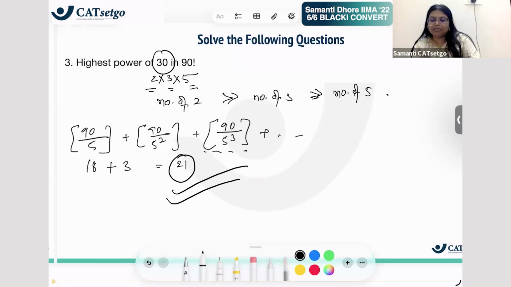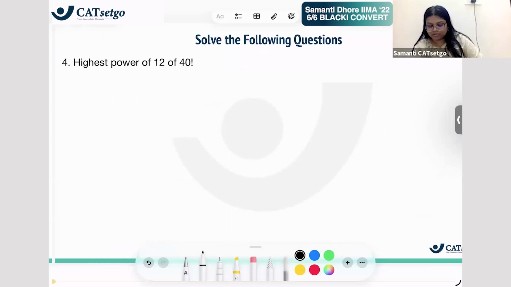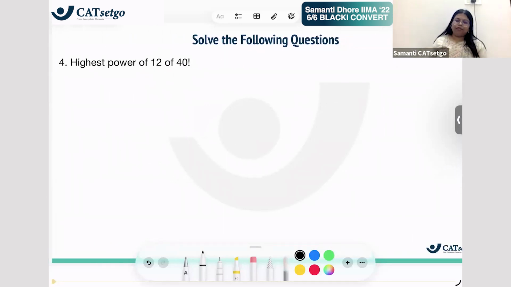चलो इसी के बेसिस पे let us do one more question. ये करो, highest power of 12 in 40 factorial. How do we do this one? 12 is formed by the combination of 2 square into 3, right? 2 square into 3 is 12.